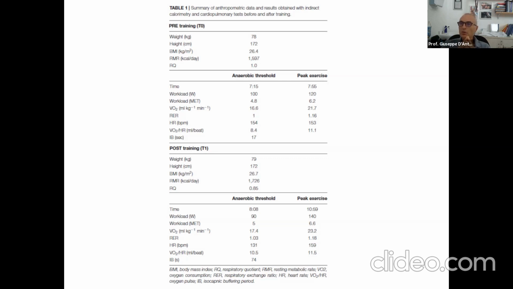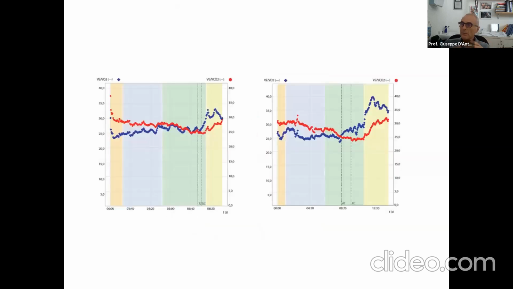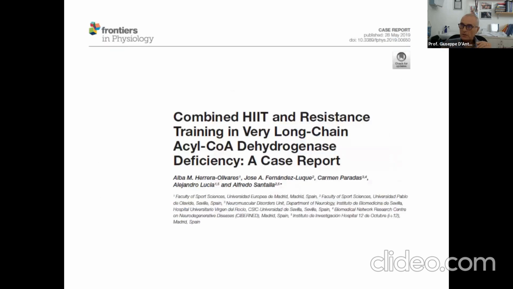This was also demonstrated by increased workload and heart rate max during CPET experiments, and by a significant increase in the period of isocapnic compensation during the test. Similar results were obtained in parallel by a different group in Spain, in particular by the Santalla group, in a case of very long-chain acetyl-CoA dehydrogenase deficiency.